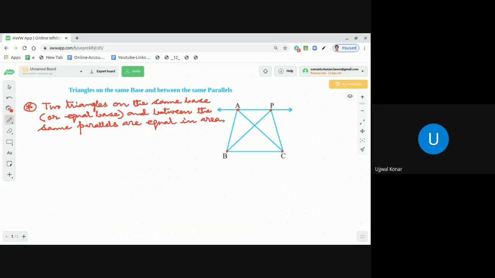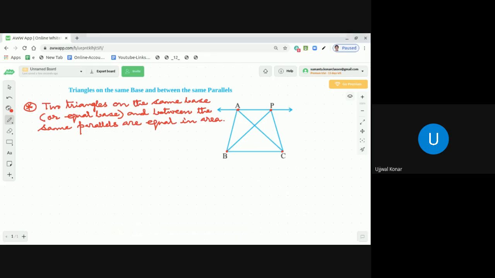So what does it mean, dear students? If you look into these two triangles ABC and PBC, they are on the same base BC and between the same parallels AP and BC. Hence, the areas of these two triangles ABC and PBC are the same. Now, we are going to prove how they are equal, and to prove it, we need to make some construction. What is that construction, I'm going to show you now, dear students, and after that I will prove it.